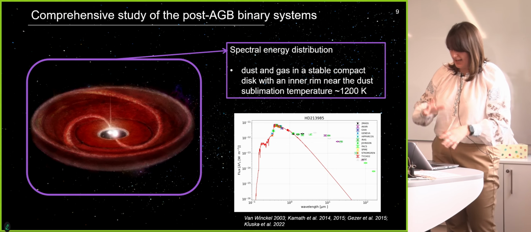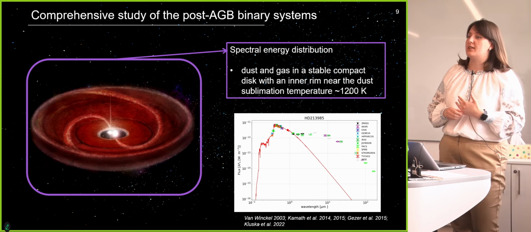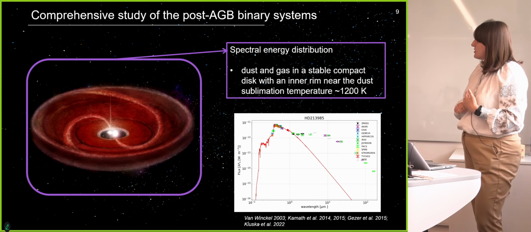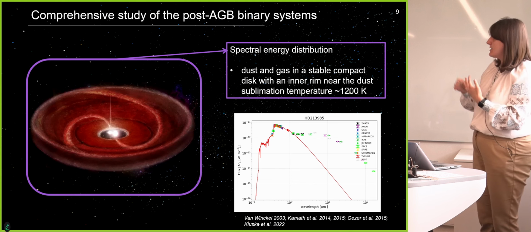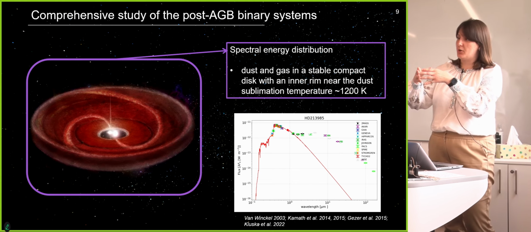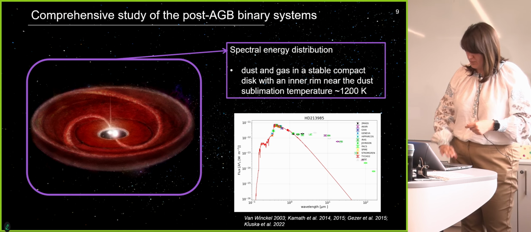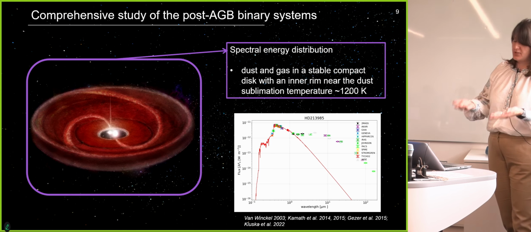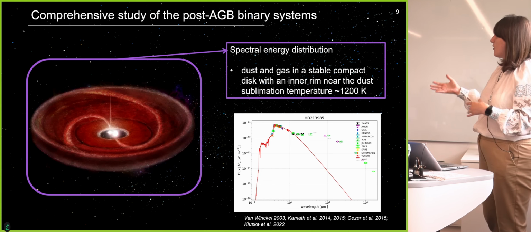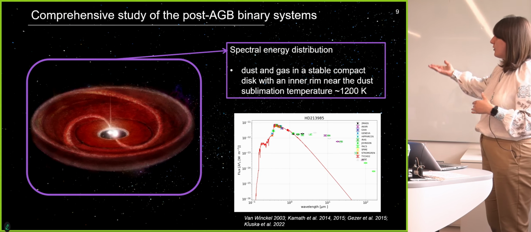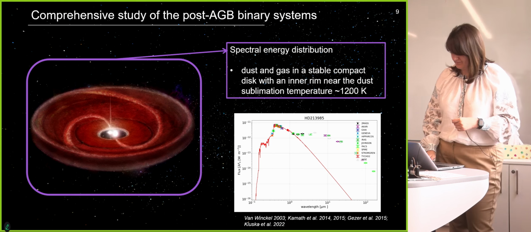So this excess peaks in the near-infrared and is commonly attributed to the presence of a dust disk, with its inner rim located at the dust sublimation radius. Such near-infrared excess is also observed for protoplanetary disks, and this was the initial idea for the interpretation of this SED.